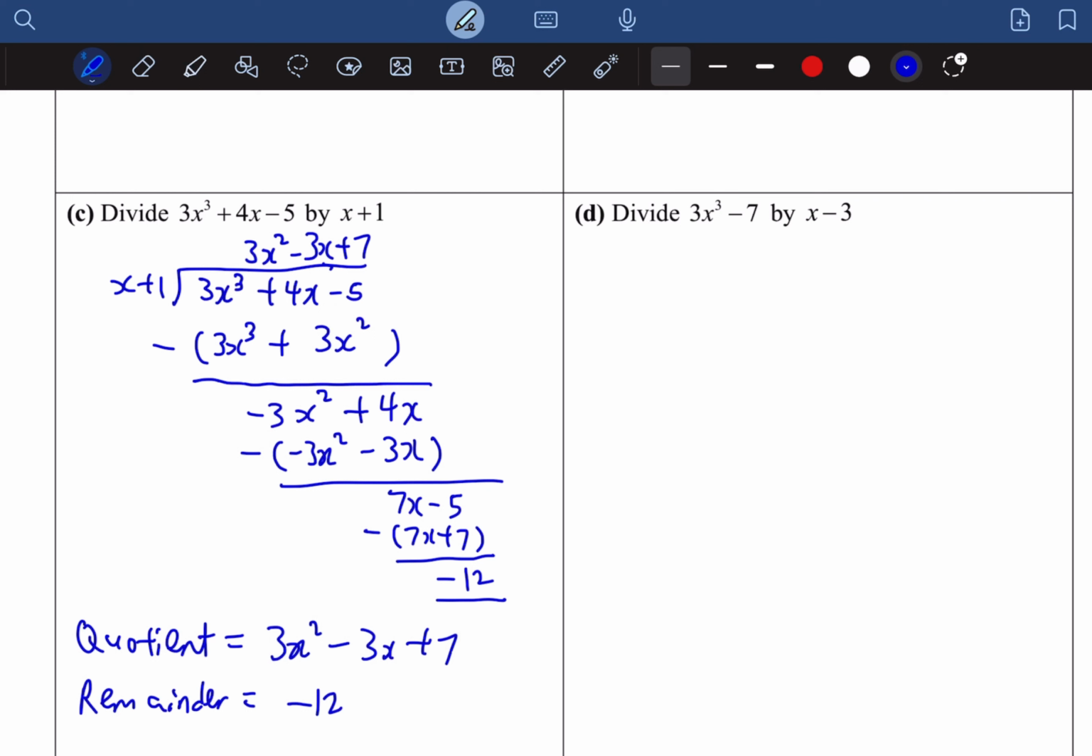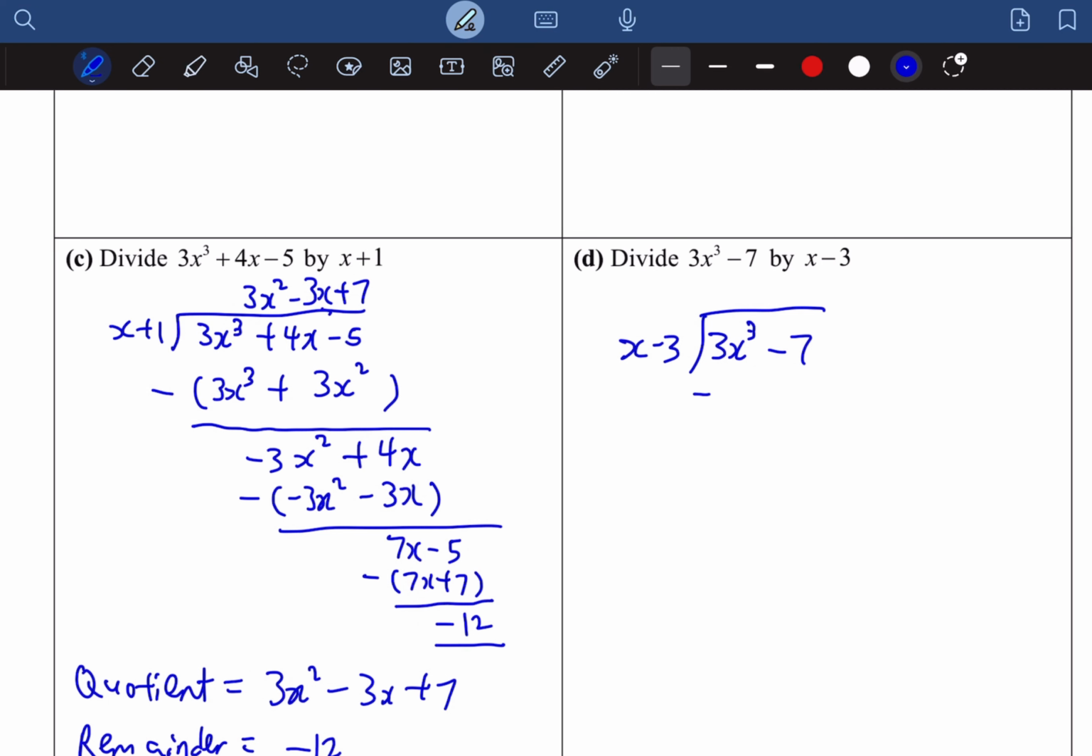Okay, so I think by now most of you should have the hang of how long division is done in polynomials. But nonetheless, let's try one more, last one. So I have 3x cubed minus 7 divided by x minus 3. So I want to remove 3x cubed. So I should multiply with 3x squared. Same thing, so 3x squared, put it here. So 3x squared times x minus 3, I have 3x cubed minus 9x squared.